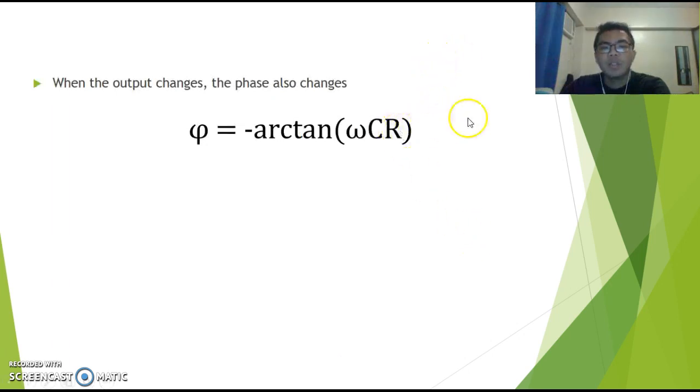When the output changes, the phase also changes. For the low-pass filters, the phase change will be equal to negative arctan of omega RC.